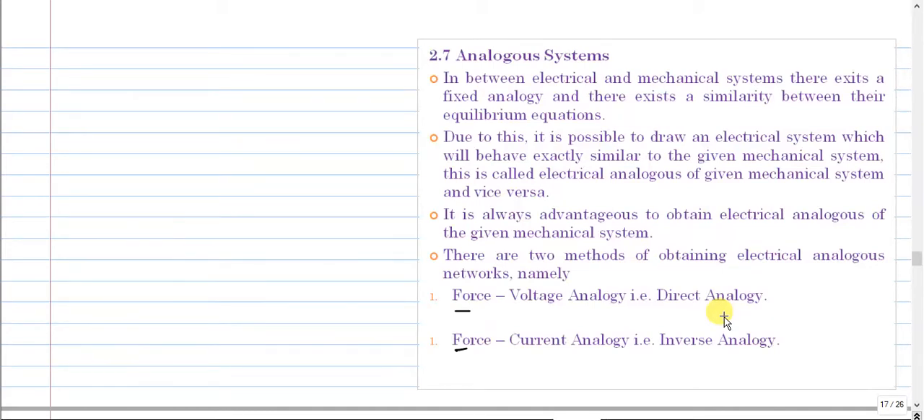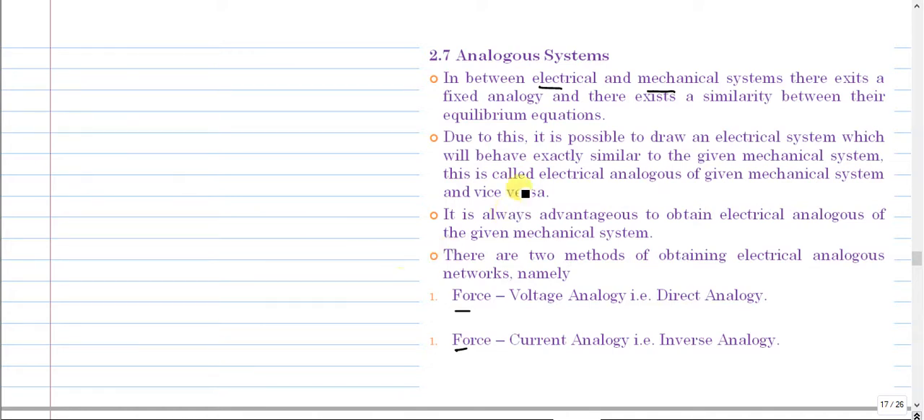System. So here, as I said, there will be a relationship between an electrical and mechanical system. So there will be a fixed analogy between electrical and mechanical. Due to this, it is possible to draw an electrical system similar to the mechanical. So we call that electrical analogous.